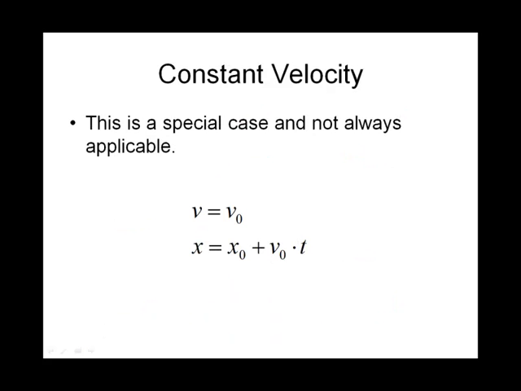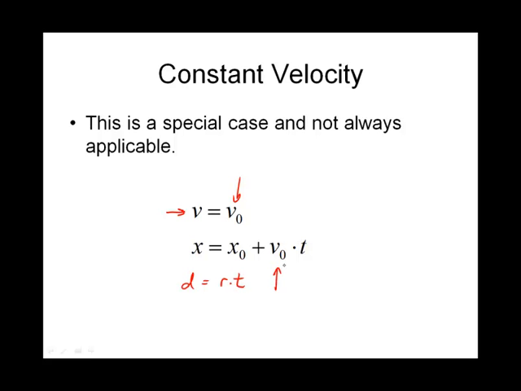Okay, there's a special case of one-dimensional motion where the velocity is constant. I want you to remember, though, these equations are only valid when the velocity is constant. And the equation really is nothing new. Here, if the velocity is constant, then the velocity is equal to some initial velocity. It never changes. It's always the same. And the second equation really is nothing you haven't seen before. This is basically distance equals rate times time. We've seen this many, many times.